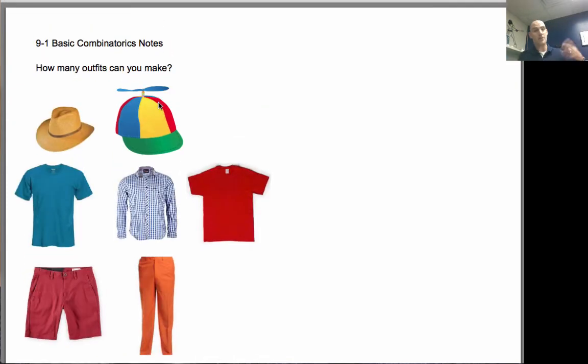Welcome back. Today we're going to be talking about basic combinatorics. Combinatorics is the study of how things go together. So there are different ways to arrange objects. There's different ways to pick balls out of a bag. There's different ways to roll dice, pick cards. No matter what it is, that's all combinatorics.